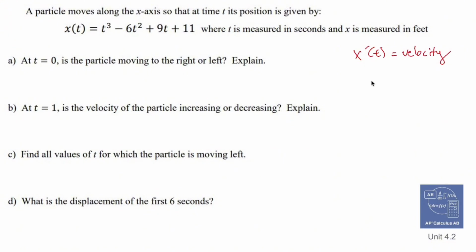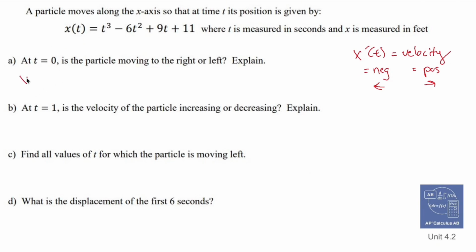So here, a negative velocity would mean going left. If this is negative, that would mean we're going left. If this is positive, that would mean we're going right. So what I want to do with this first guy is at t equals 0, is the particle moving right or left? I need to take the derivative and see where I'm at when t equals 0.